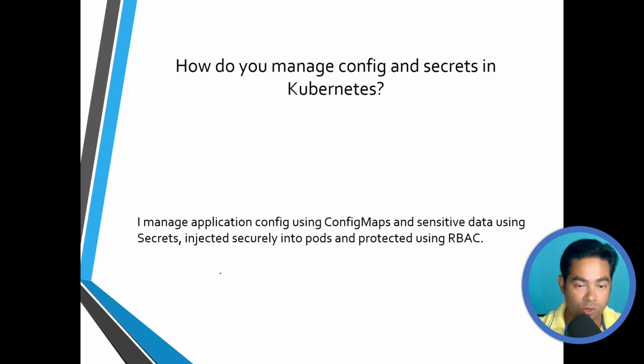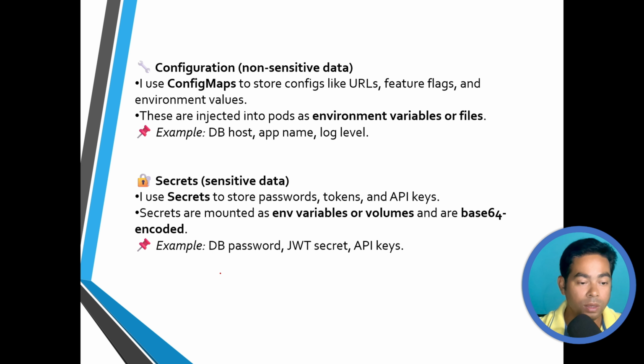Okay, now let's move to the next question. How do you manage config and secrets in Kubernetes? To manage config and secrets, we use ConfigMap and environment variables. We have two kinds of data: sensitive data and non-sensitive data. Sensitive data means passwords, tokens, API keys.